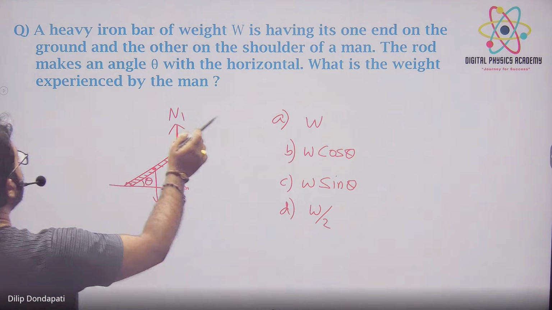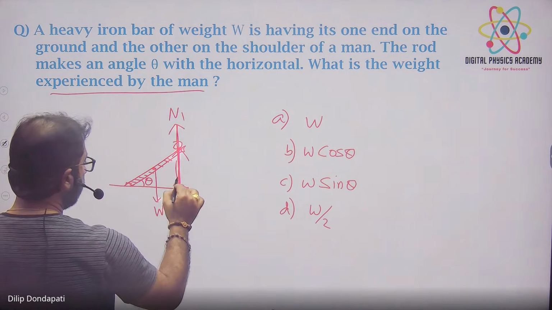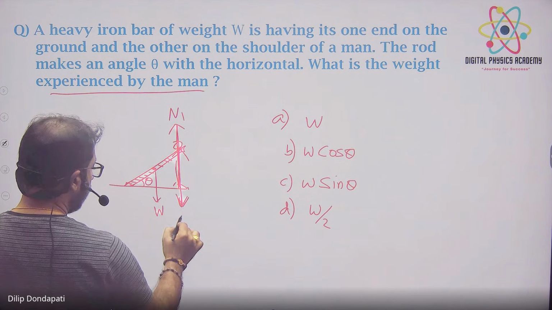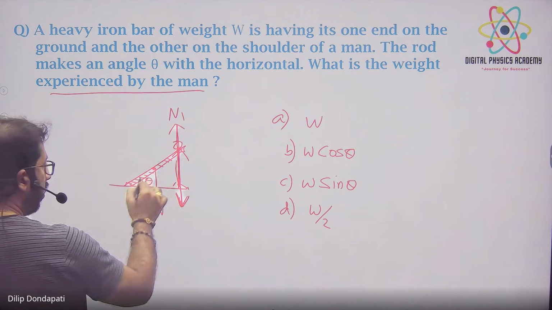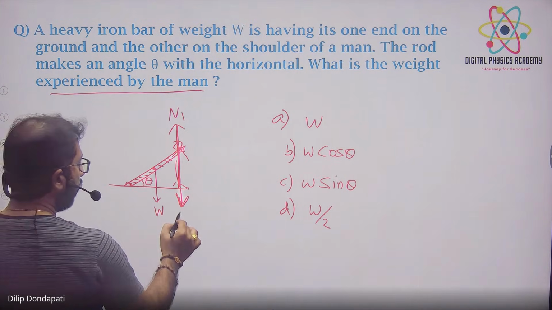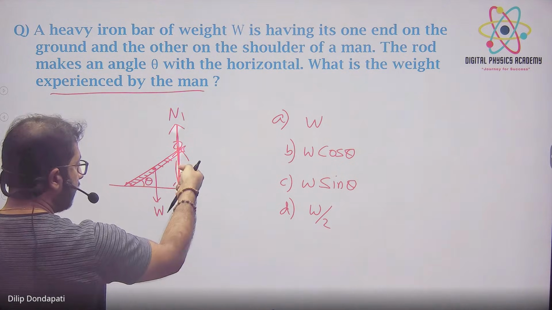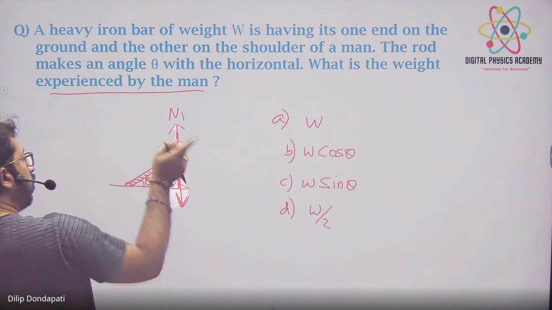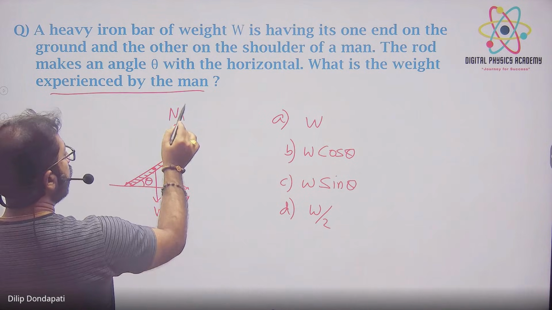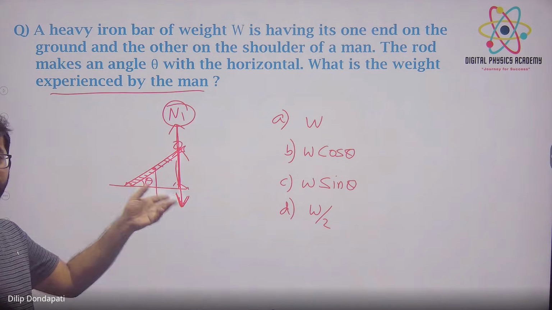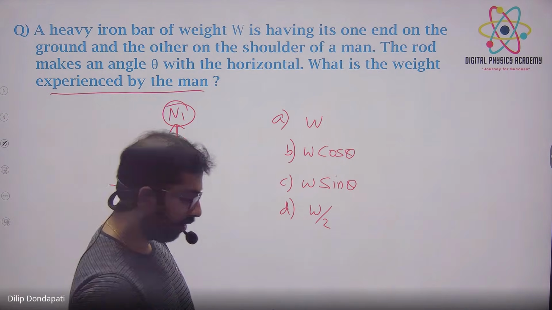See, he's asking what is the weight experienced by the man. The weight of the man is this one, right? This is the weight of the man. This is the weight of the rod. So the man is exerting a force on the ground, and the ground also exerts a force on the man, right? So if you find N1, it is nothing but the weight, right? Normal reaction.